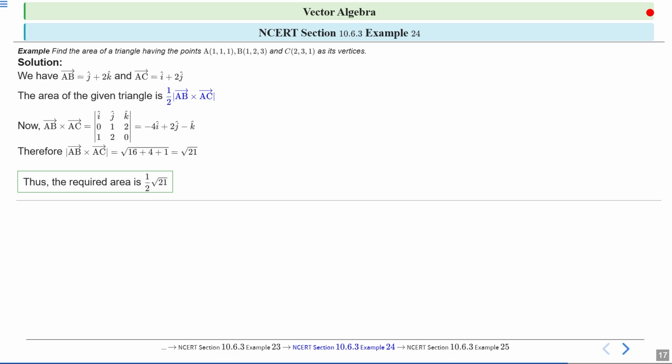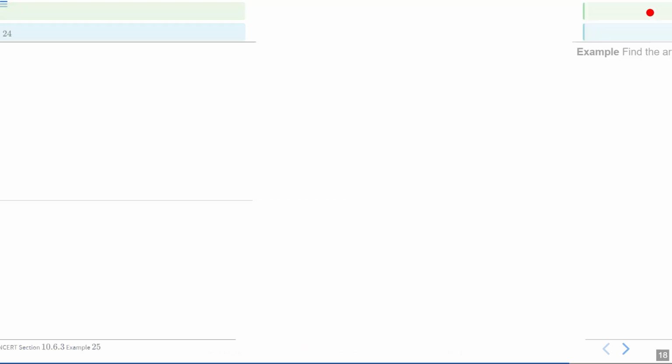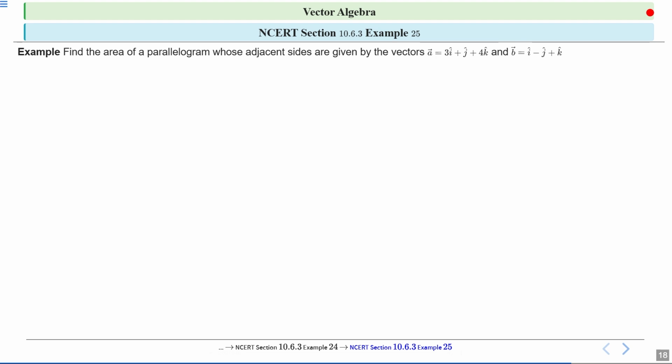Got it? Hope it's clear to all. So let's see the next part. Next is NCERT section 10.6.3 example 25. We are asked to find the area of a parallelogram formed by two adjacent sides given as vectors. The first vector is A vector, which is 3 i cap plus j cap plus 4 k cap, and the second vector is B vector, which is i cap minus j cap plus k cap, right?